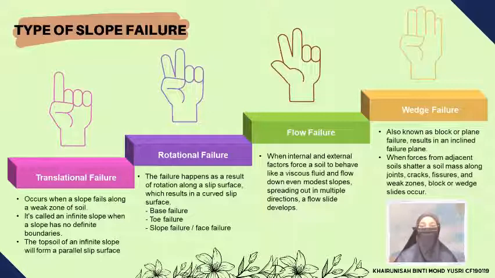Lastly is wedge failure. It is also known as block or plane failure, resulting in an inclined failure plane. Wedge failure occurs when forces from adjacent soil shatter a soil mass along joints, cracks, fissures, and weak zones. Block or wedge slides occur.